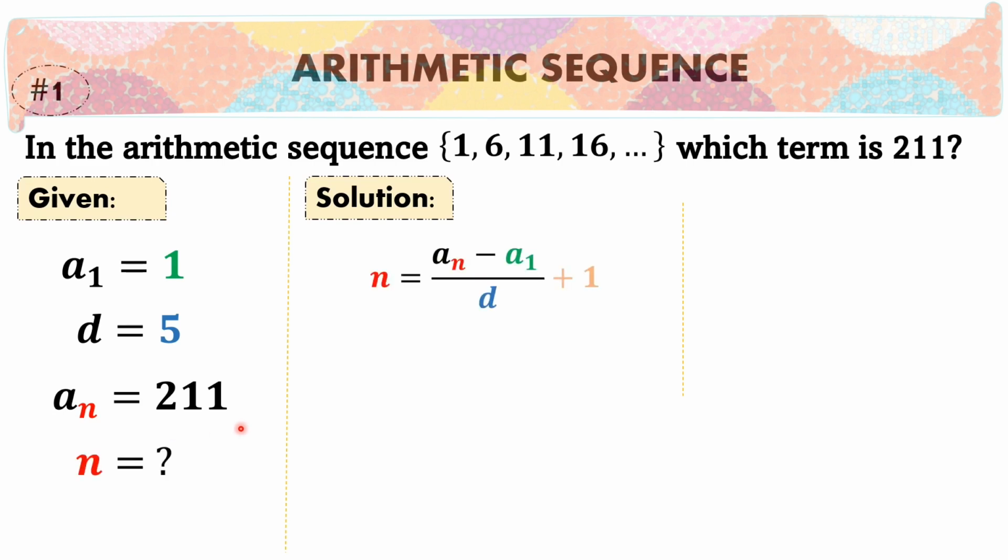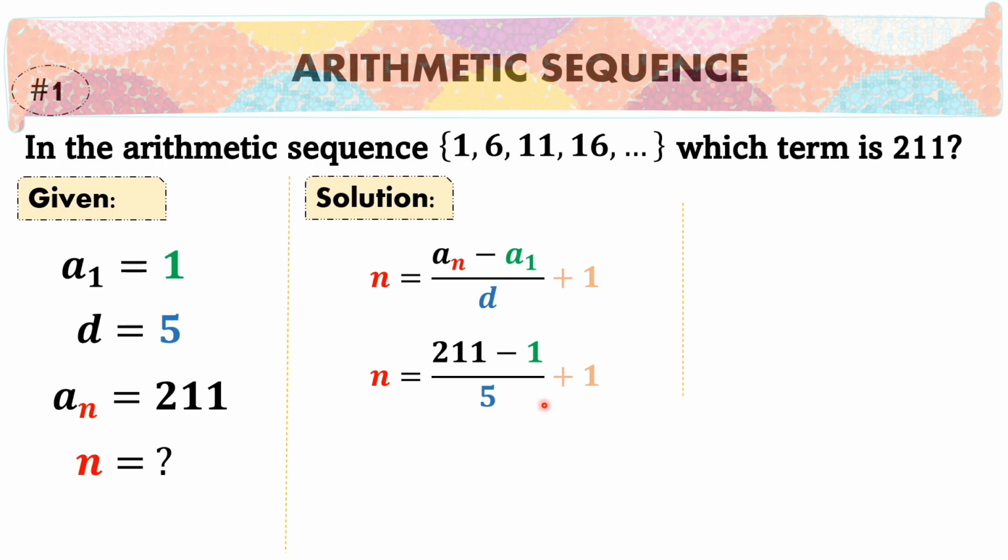So by applying the formula in finding n, that is n equals a sub n minus a sub 1 all over d plus 1. So 211 minus 1. 211 is the last term here, but we don't know what is its position. So that's what we are solving here. All over 5, that's the common difference, plus 1.